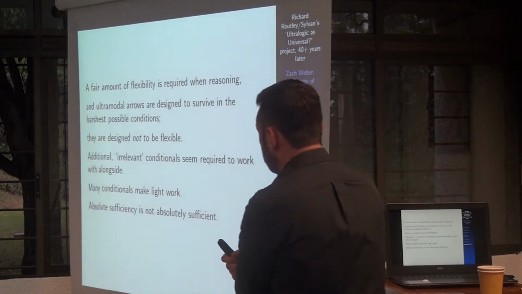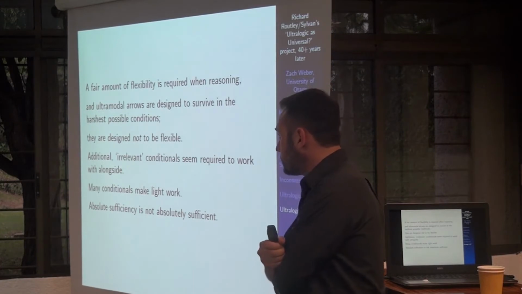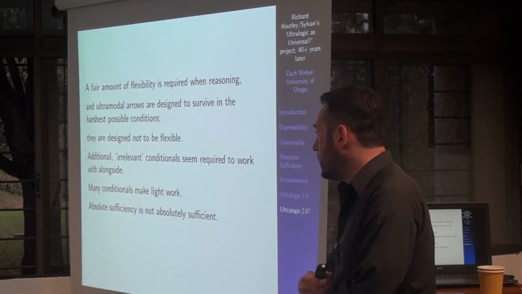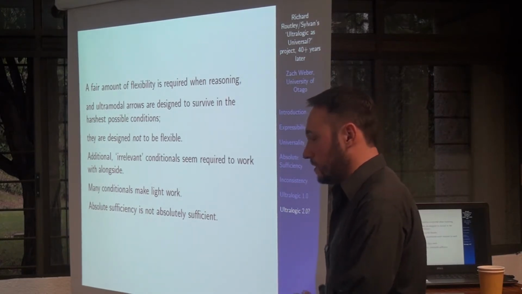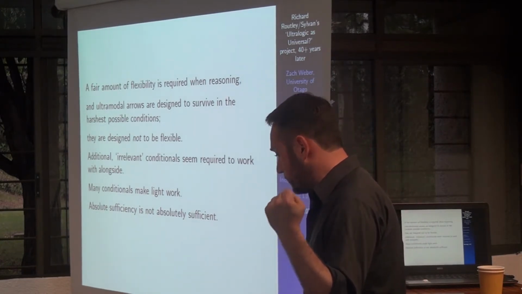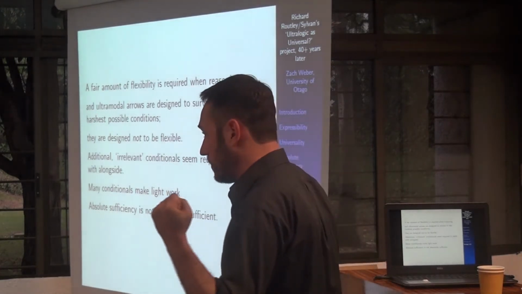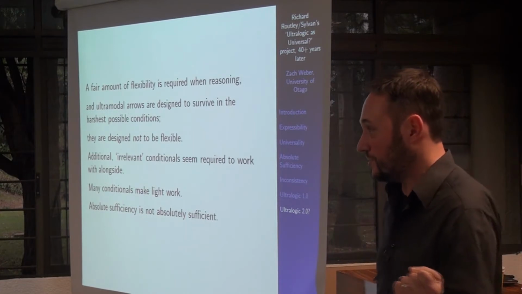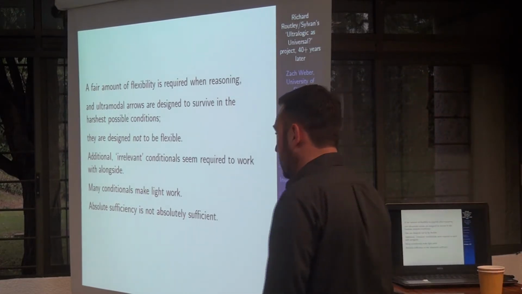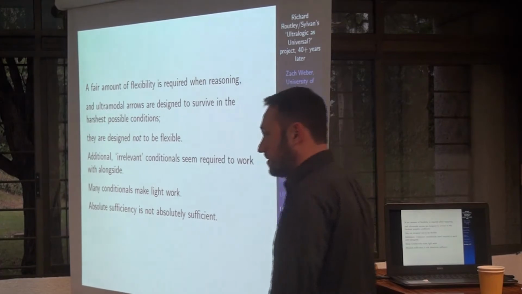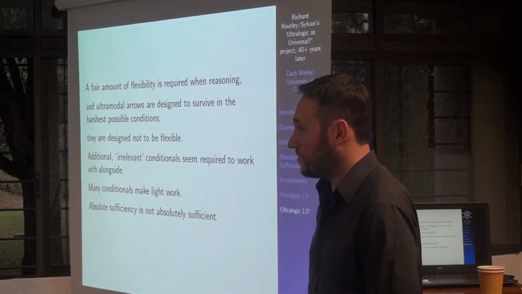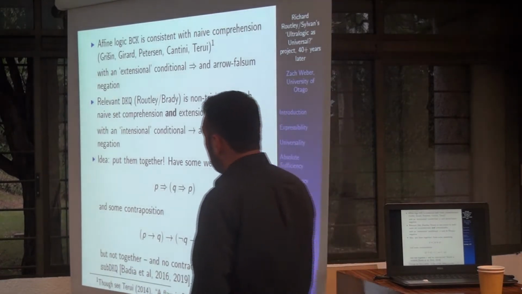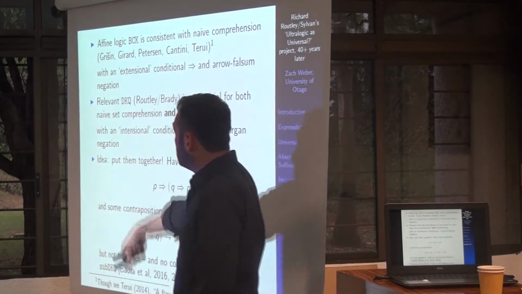A fair amount of flexibility is required when reasoning. And these arrows, which are designed to survive the harshest possible conditions, are meant not to be flexible. So I think one way forward here is to say, look, the absolute sufficiency conditional is super good and useful for this universal program. It shouldn't necessarily be the only conditional. It's allowed to have more than one conditional. Many conditionals make light work. Sometimes if-then means one thing, and sometimes if-then means another, and that's OK. So I'll just float the suggestion along with the relevant DKQ that I've been entertaining.